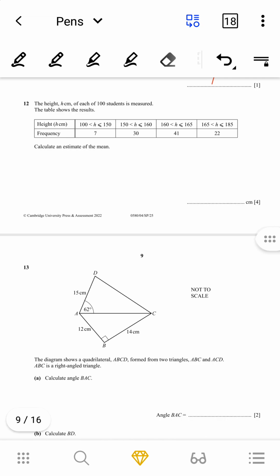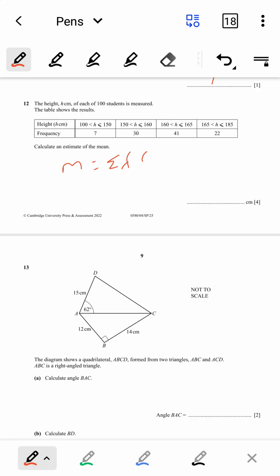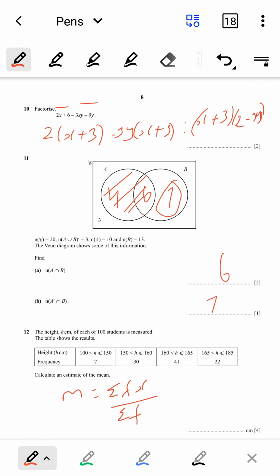Moving forward with the next question. Calculate the estimate of the mean. The height in centimeters of each of 100 students is measured. The table shows the result, height and frequency, based on intervals. We know very well how to calculate the mean for intervals: mean equals summation f x by summation f, which means mid value into frequency. What is the mid value for 100 and 150? Add these two values and divide by 2: 100 plus 150 is 250, so 250 by 2 is 125.